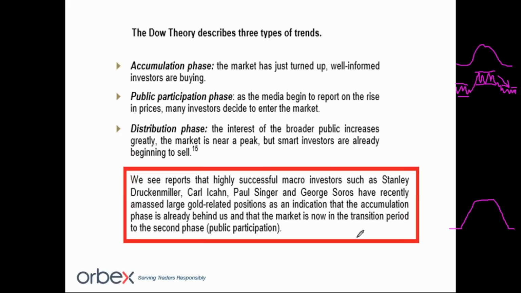These big names were interviewed some time ago. I've got the cuttings of all this research, of the interviews and what they've actually said. Interestingly, they've said that the accumulation phase is behind us, so the market is now in the transition period to the second phase.